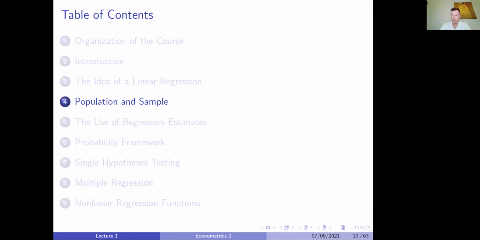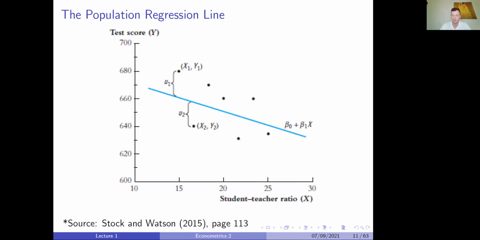What is the difference between population and sample? First of all, the population regression line. We spoke about it. What is that? This is just beta 0 plus beta 1 x. We have this blue line here, and all these points around it are exact pairs of x1 and y1, student-teacher ratio and test score. You see that these points do not belong to the line, and the distance from each point to the line is exactly u1.